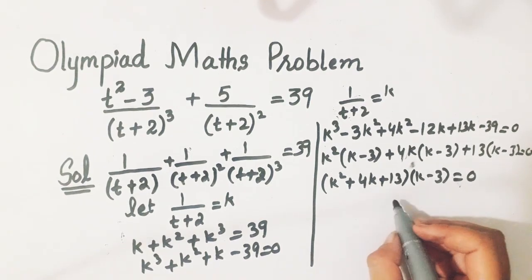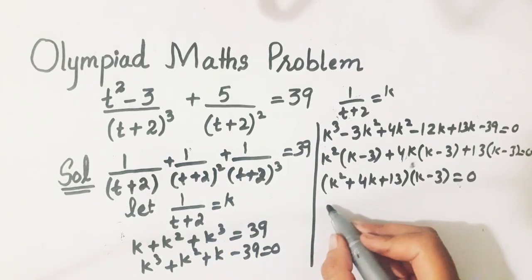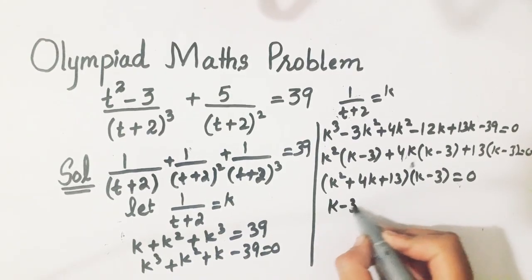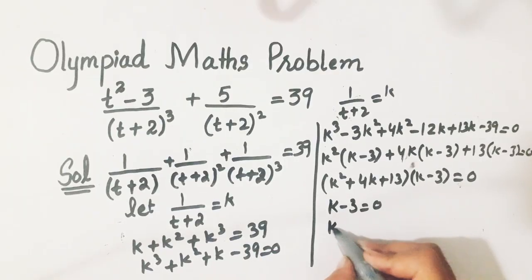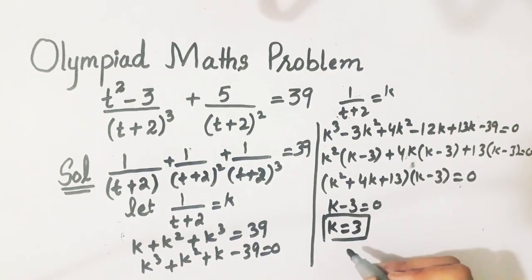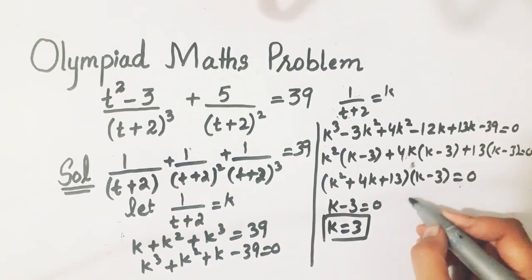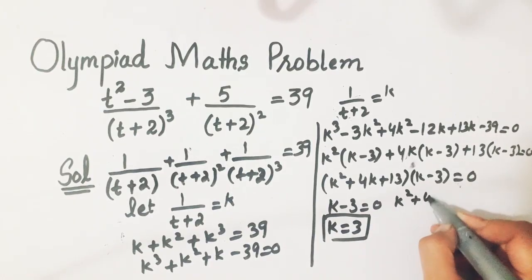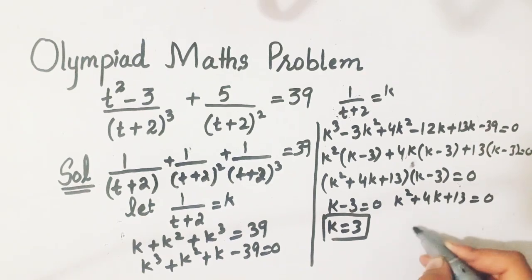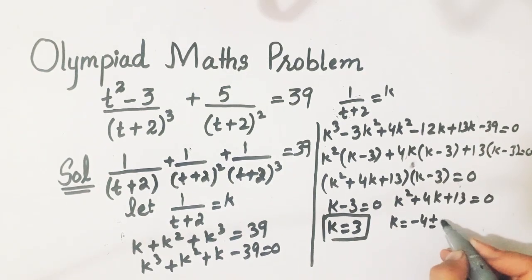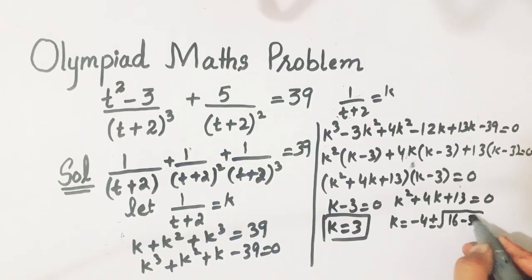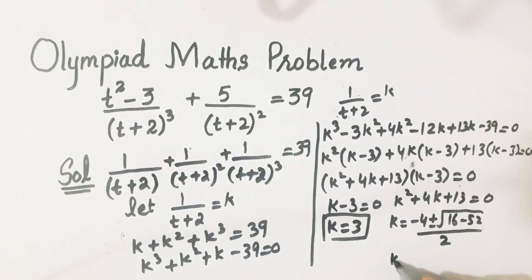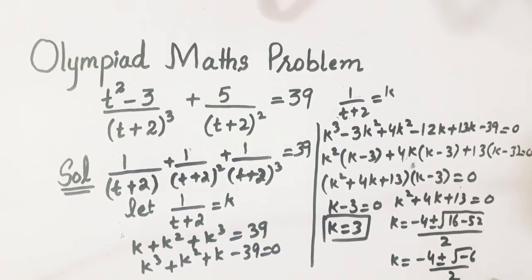Solving this, we get two factors. k minus 3 equals 0, which implies that k equals 3. So this is the first value that we get, k equals 3. Now for the other one we will apply the quadratic formula. We get k squared plus 4k plus 13 equals 0. That means k equals minus 4 plus minus root of 16 minus 52, divided by 2. So k equals minus 4 plus minus root of minus 36, divided by 2.